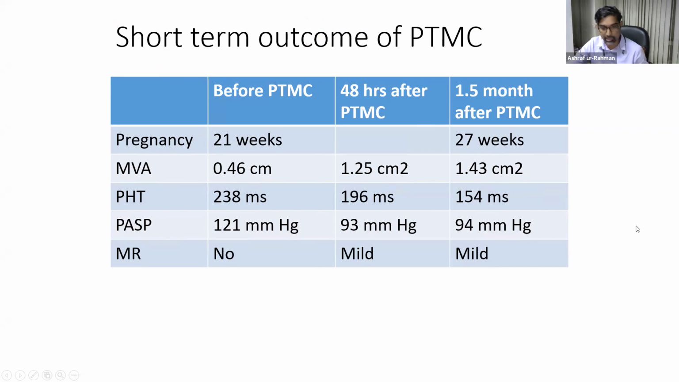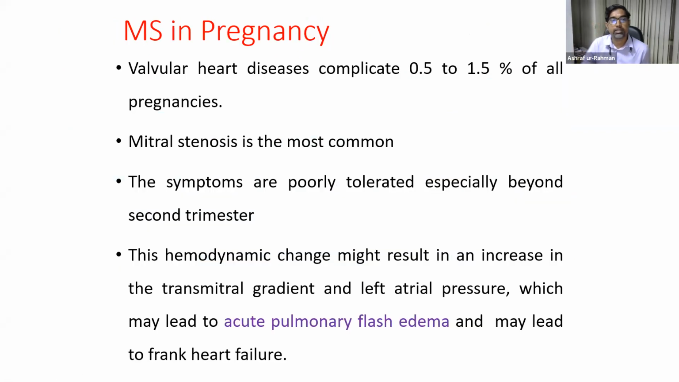And she completed her pregnancy successfully, and she has a baby now, who is more than 7 years old now. So, MS in pregnancy: valvular heart disease complicates 0.5 to 1.5% of all pregnancies. Mitral stenosis is the most common. The symptoms are poorly tolerated, especially beyond the second trimester. This hemodynamic change might result in an increase in transmitral gradient and left atrial pressure, which may lead to acute flash pulmonary edema and may lead to frank heart failure.